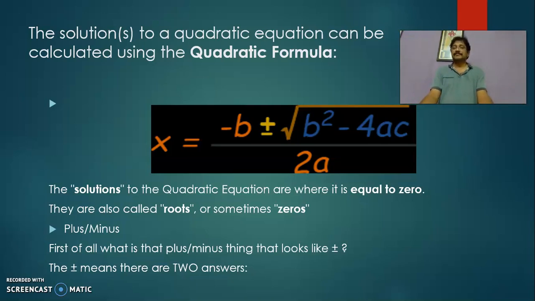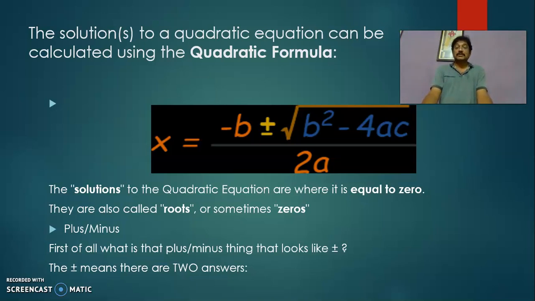So now I'm bringing you one formula, that is x equal to minus b plus or minus under root b square minus 4ac by 2a. The formula gives the solution of the quadratic equation. You can use this formula for any kind of quadratic equation.